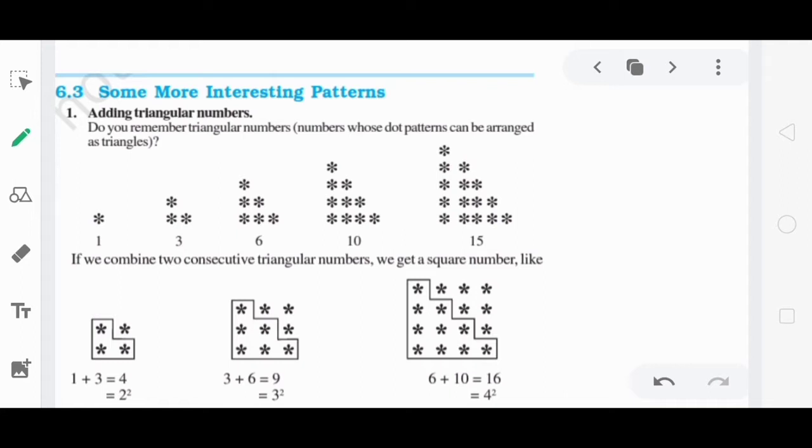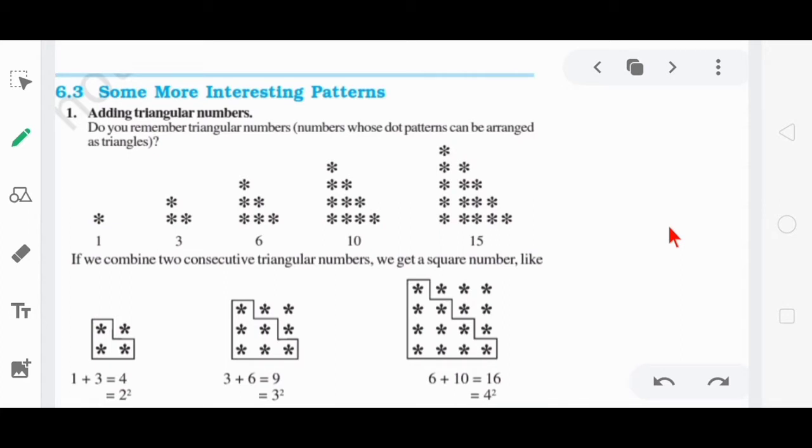The first property is adding triangular numbers. What are triangular numbers? Numbers which can provide a dot pattern. Using a dot pattern, we can form a triangle like this. These are called triangular numbers. We have 1, 3, 6, 10, 15 and so on. Many triangular numbers are given.